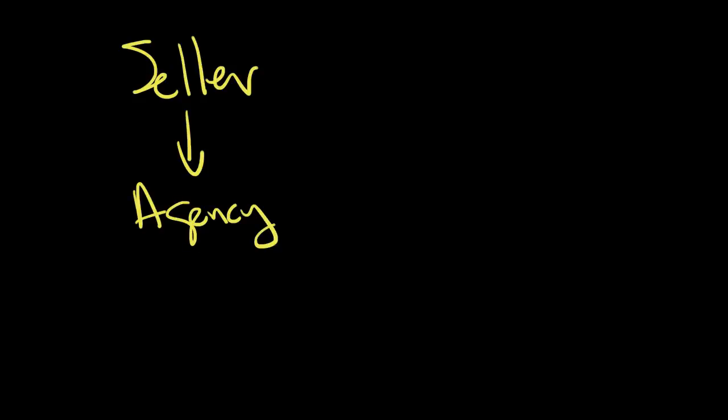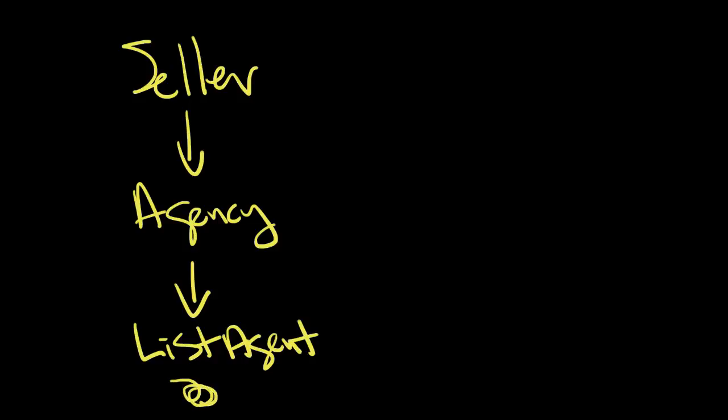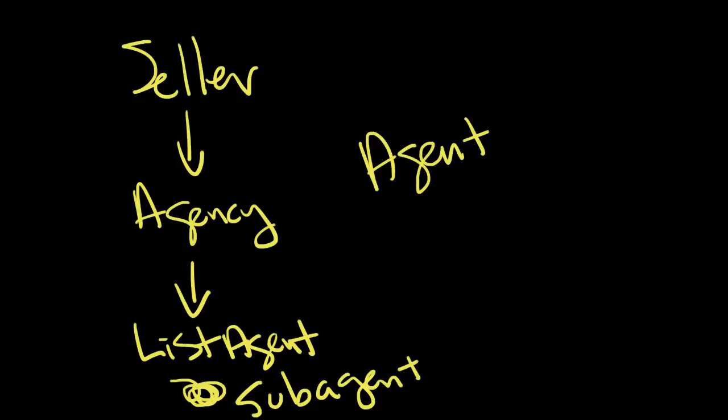First, we have the seller. And the seller technically has a relationship with the agency, right? Not technically the listing agent themselves, because the listing agent works for the agency. And so the sub-agent would be down here. It would be the agent of the agent.